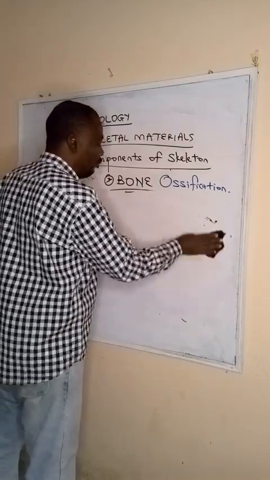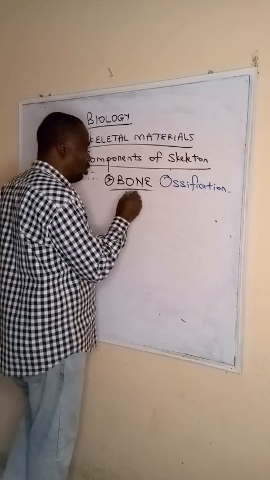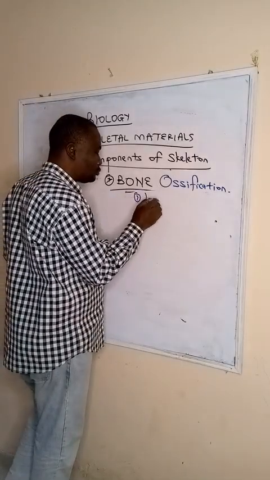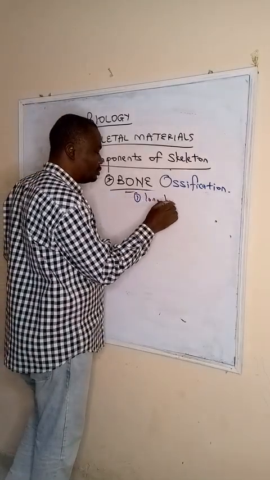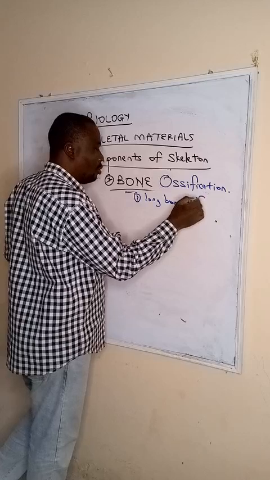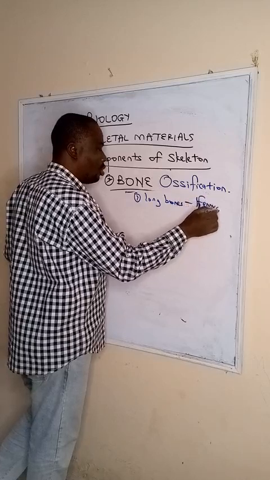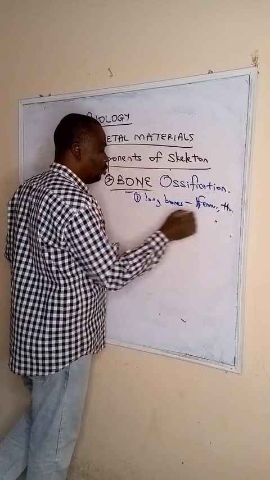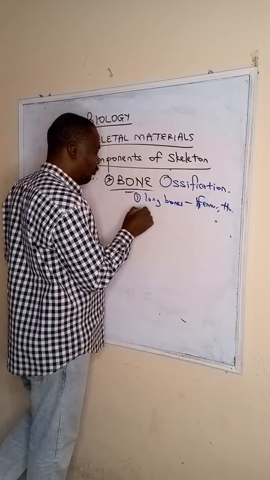There are various types of bones. We have the long bones. You can find these in the femur and humerus, the thigh bone and the arm bone. We have short bones.